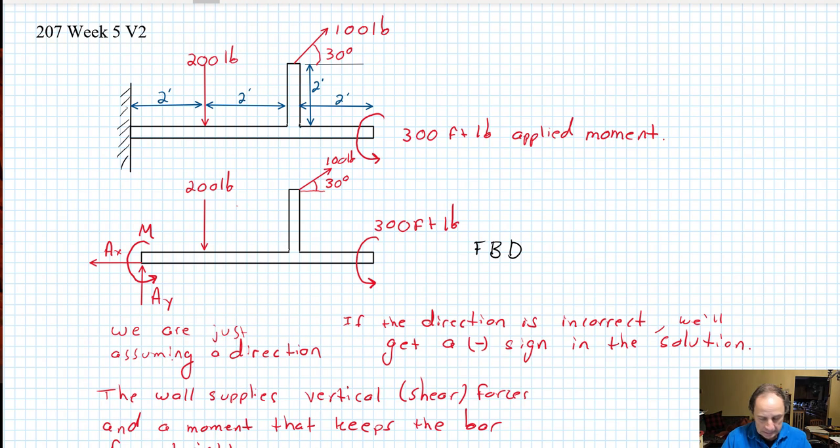Similar to the last one, but another degree of difficulty. Here we have it cantilevered. It's attached to the wall with no other supports. So the wall is providing both the vertical support and the moment.